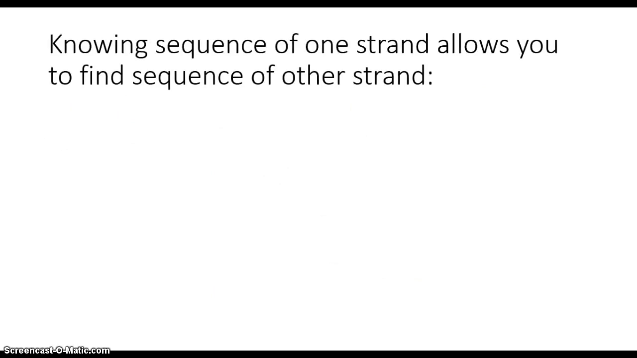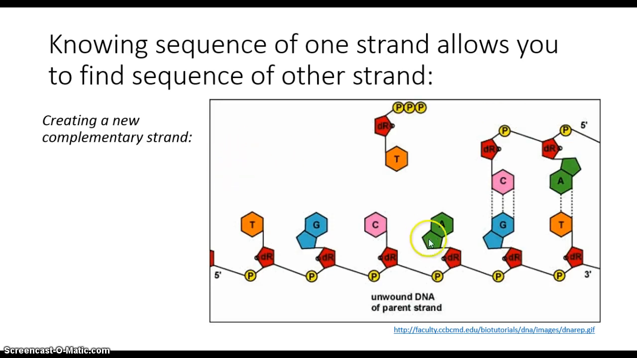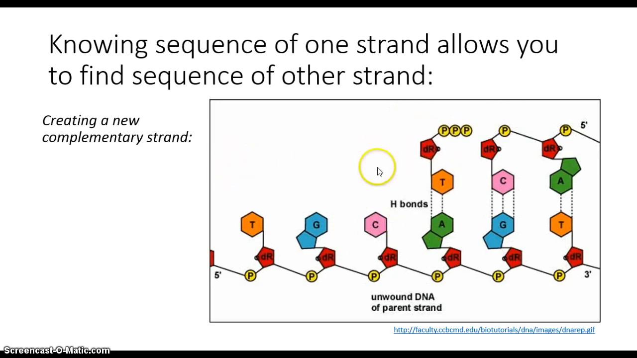So, based on this, we find that if you know the sequence of bases on one strand, you can figure out the sequence of bases of the missing strand, that this A is going to bond with a T, this C is going to bond with a G, and so on. These nucleotides are free floating in the cytoplasm, so if you need to replicate DNA to make a new strand, you can just grab the components from the cytoplasm itself.